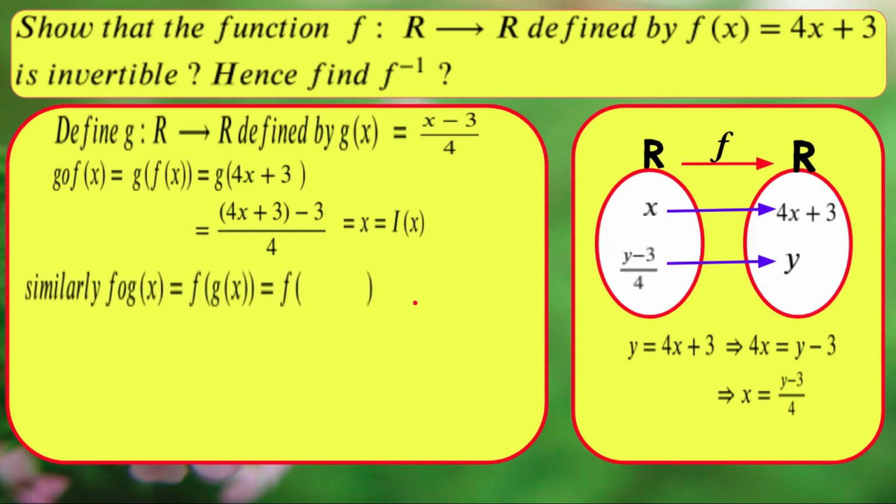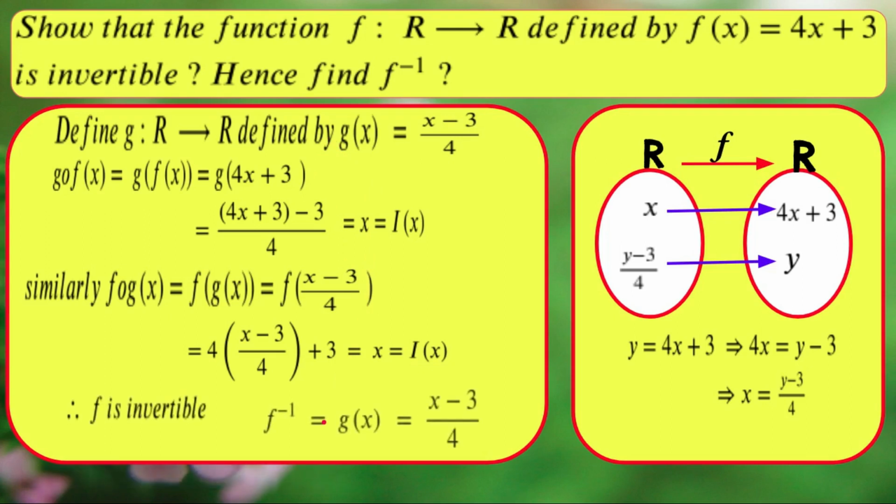Similarly, f composition g of x equal to f of g of x. That is f of (x minus 3) by 4. But f of x is 4x plus 3. And f of (x minus 3) by 4 is 4 into (x minus 3) by 4 plus 3. That is 4 cancel. x minus 3 plus 3 is x. That is identity function. So, your definition is satisfied. There exists another function g such that g composition f equal to identity function and f composition g equal to identity function. Then clearly g is the inverse of function f. That's a verification.